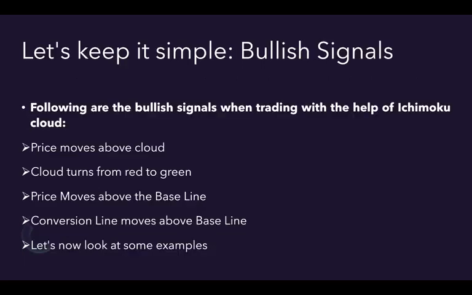How to identify bullish signals? Following are the bullish signals when trading with the help of Ichimoku Cloud. The price of a stock moves above the cloud. That's the first point to note. Second point, the cloud turns from red to green. The third point is the price moves above the baseline, right? And what's the last point to note? That the conversion line moves above the baseline, that is, it crosses the baseline. Now I'll make it very simple and explain it better when we look at some examples.